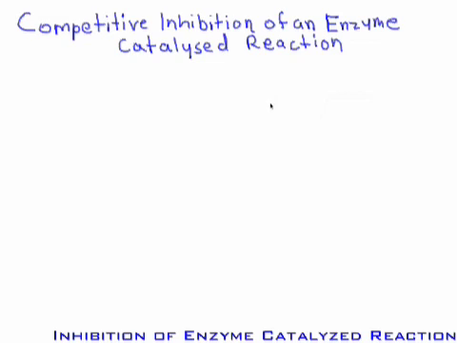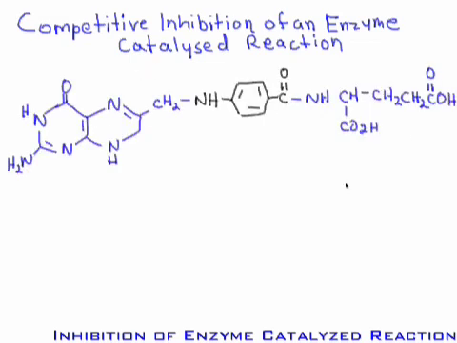Folic acid is used as a vitamin. It's important for pregnant mothers, involved in metabolism of all living things. And some bacteria require the molecule folic acid for reproduction. Folic acid looks like this. Okay, so here's a molecule referred to as folic acid.